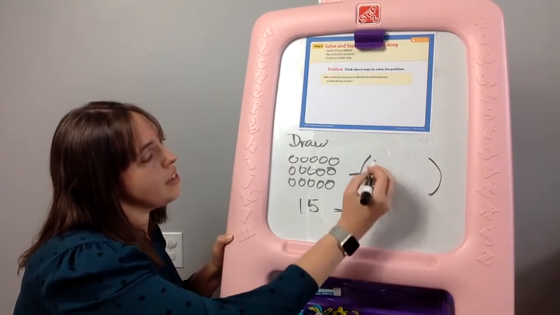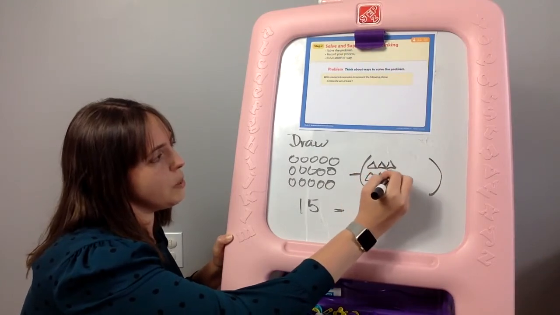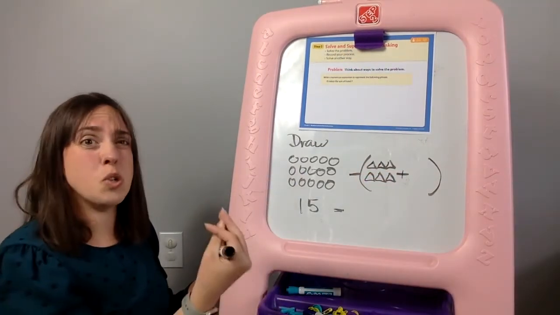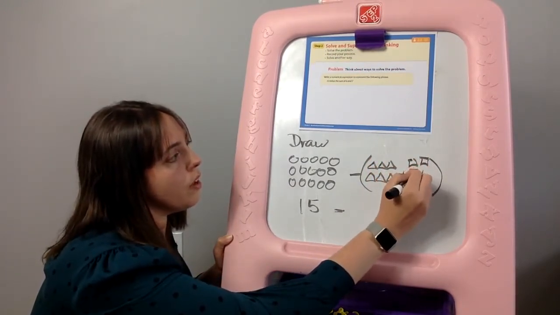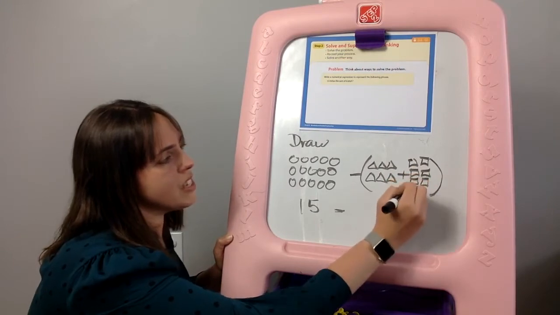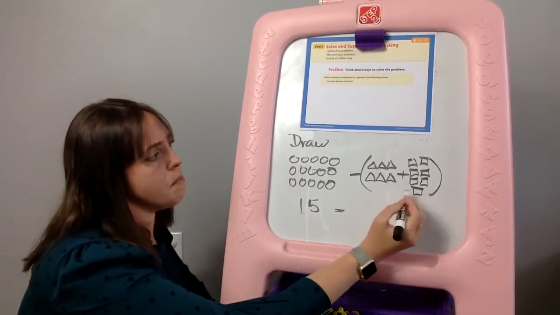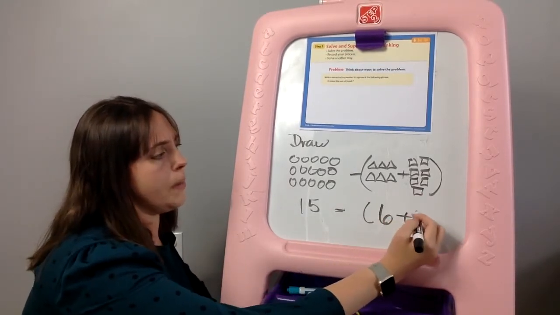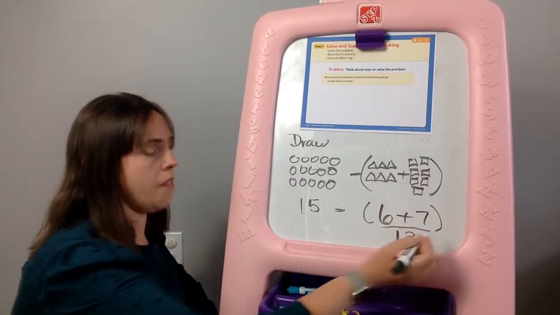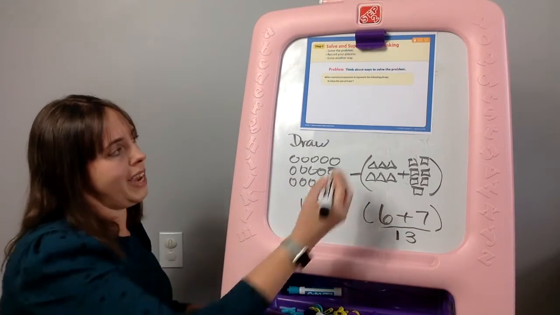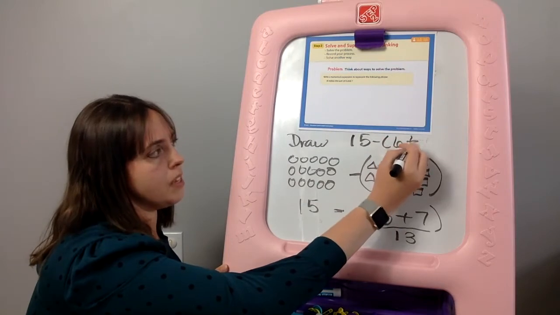And I'm going to say 6. So 1, 2, 3, 4, 5, 6 plus, because sum is the answer to addition. 1, 2, 3, 4, 5, 6, 7. Okay, so as I think through this right here, I see the sum here is 6 plus 7, and the sum would be 13. So if I were to write the expression, it would actually be the 15 minus 6 plus 7.